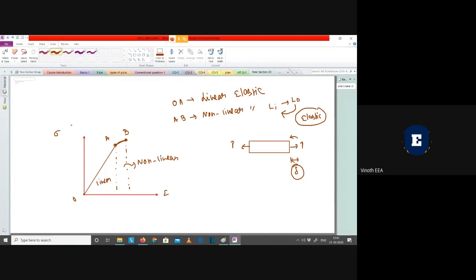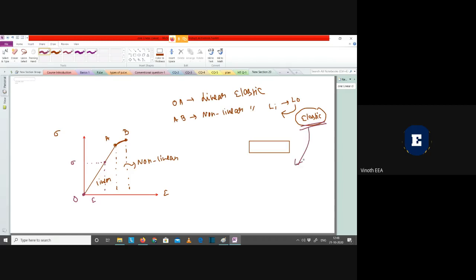For example, if I'm loading a member from O to this point, the stress developed was this much and the strain developed was this much. Now if I suddenly remove the load, it will go along the same path and reach the original position. This O indicates the original position, where stress is 0 and strain is also 0, because there is no deformation and no load acting. That is what elastic means.